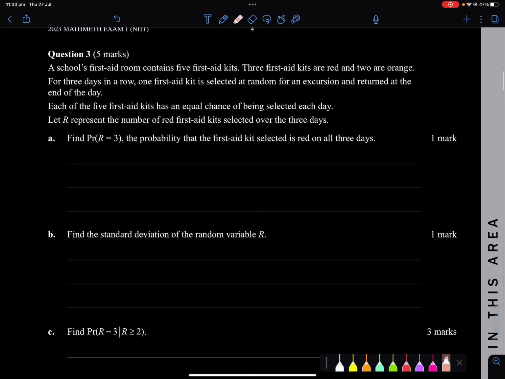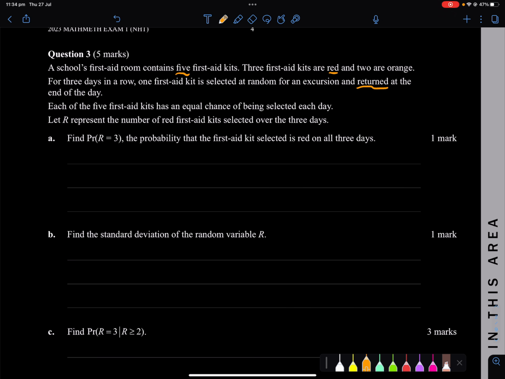Oh, yuck. Probability. Okay. A school first aid room contains 5 first aid kits. 3 first aid kits are red. 2 are orange. For 3 days in a row, 1 first aid kit is selected at random from an excursion and returned, so it's with replacement. Okay, that's good, so we can use binomial. Each of the 5 first aid kits has an equal chance of being selected.